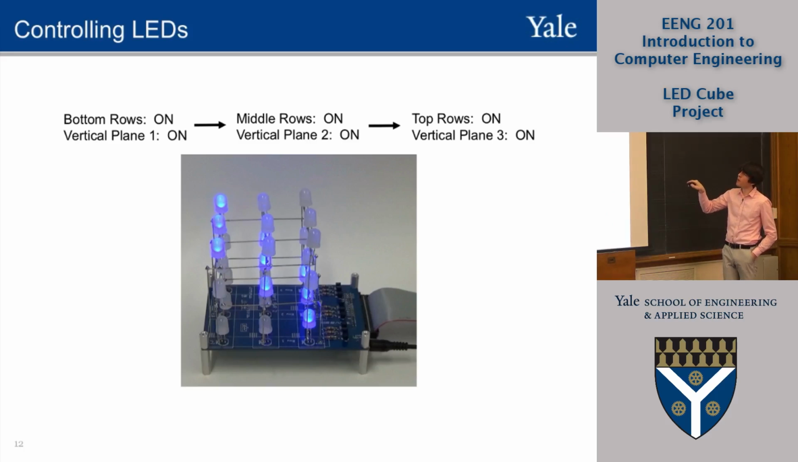Then in the very next instant, you turn the vertical plane 1 off, you turn the bottom rows off, and you turn the middle rows on and vertical plane 2, which gives you this middle column. And then in the third step, you turn on vertical plane 3 and all the top rows, which gives you the last column. If you repeat these 3 steps very quickly, one by one, as you can see in the video, you can't even see that it's flickering on and off. It just stays a constant plane.